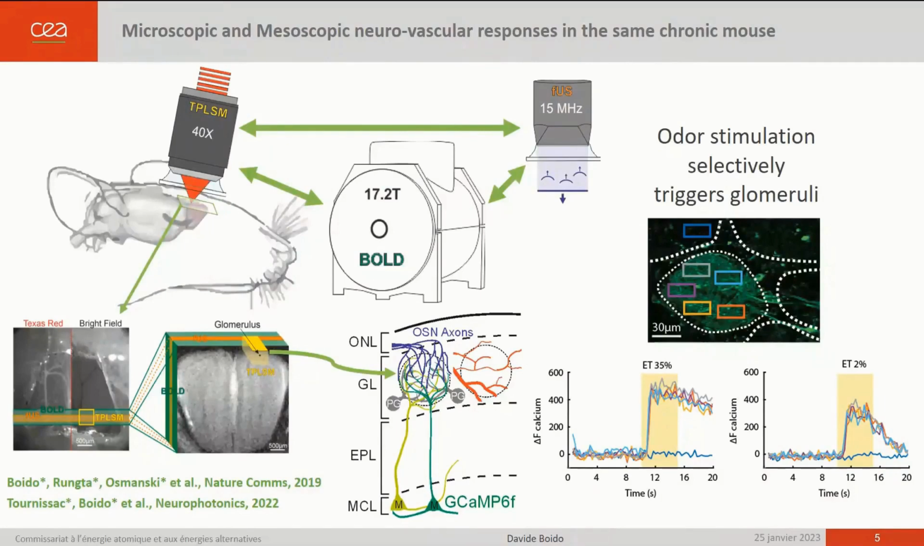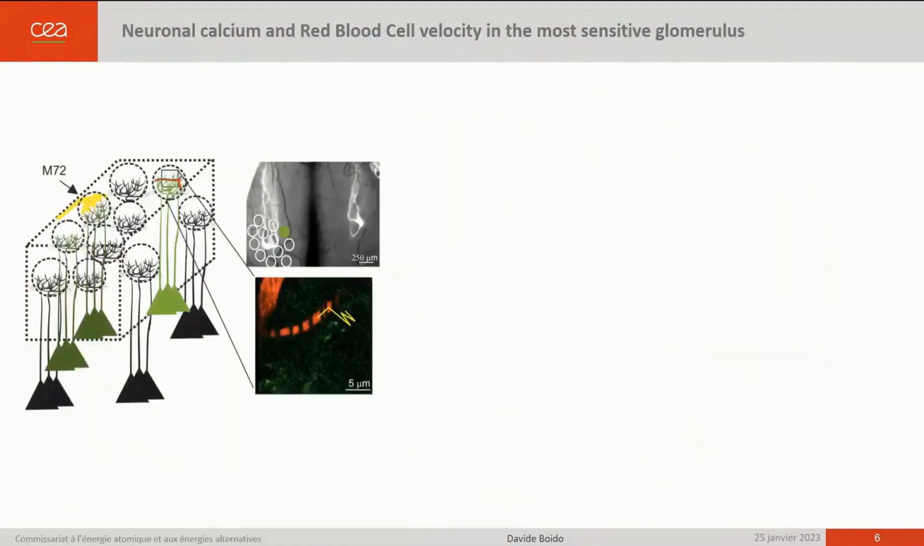Using mice genetically expressing a calcium-sensitive fluorescence reporter in mitral cells, the GCaMP6, and playing with the odor molecules and concentration, we can see the activation of just a few or eventually a single glomerulus, as shown in the picture on the right. To be consistent across mice, we looked at the most sensitive glomerulus for a given odor, the ethyl tiglate, which is located close to the M72 glomerulus, which in our mice was labeled in yellow.